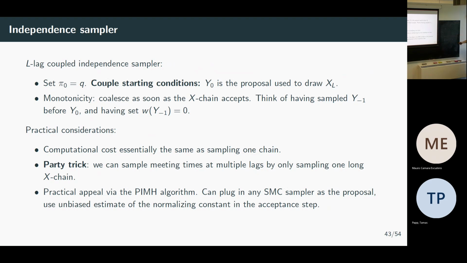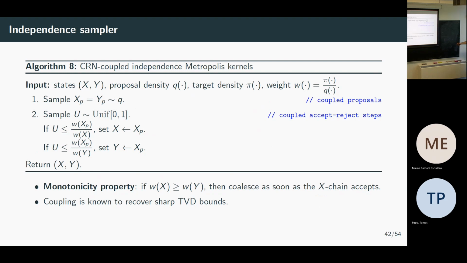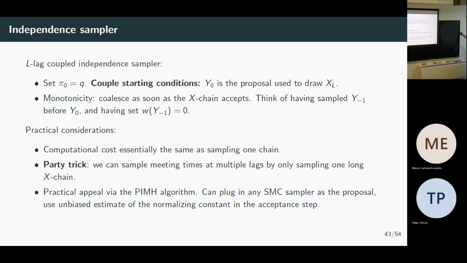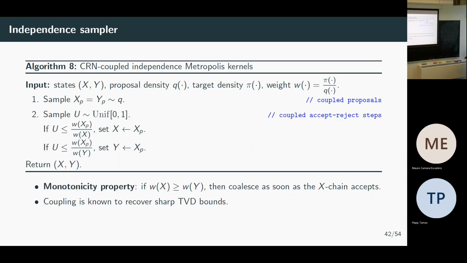And the way this goes is, okay, well, if you believe me in saying this, then if you draw Y_0 as the proposal used to draw X_L, then you can pretend that you sampled Y_-1 before Y_0, and you just set the weights to be 0. So basically, the Y_0 proposal was immediately accepted. So basically, you end up with the weight at X_L always being bigger than the weight at Y_0.